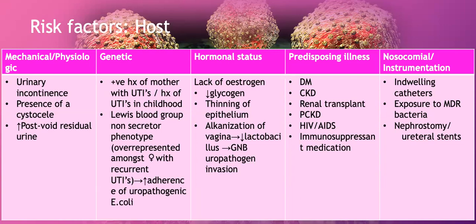Other factors, basically predisposing illnesses such as diabetes, CKD, renal transplant, polycystic kidney disease, HIV and AIDS, and immunosuppressant medication. There are also nosocomial factors or instrumentation, which includes indwelling catheters, exposure to multi-drug resistant bacteria, and the presence of a nephrostomy or ureteral stents.